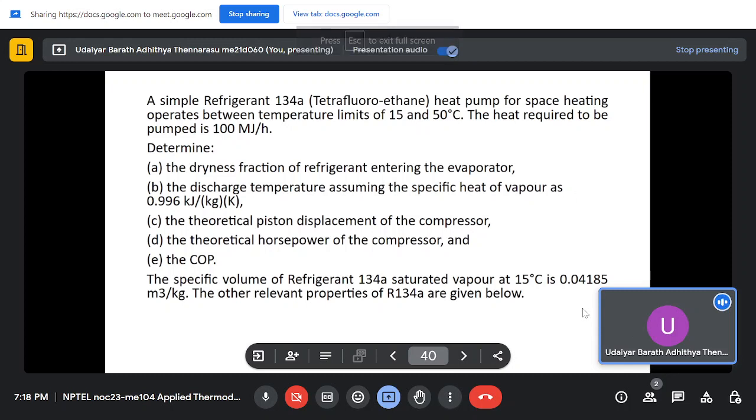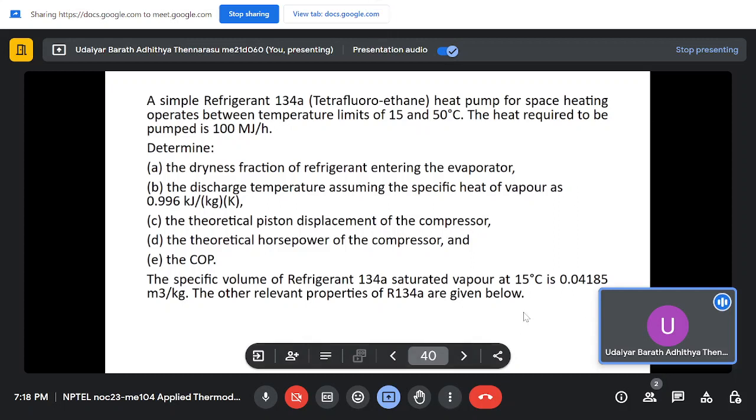So next is a similar problem with R134a. Now instead of a refrigerator, we are using it as a heat pump for space heating, which operates at temperatures between 15 and 50 degrees Celsius. The heat required to be pumped is 100 megajoule per hour.